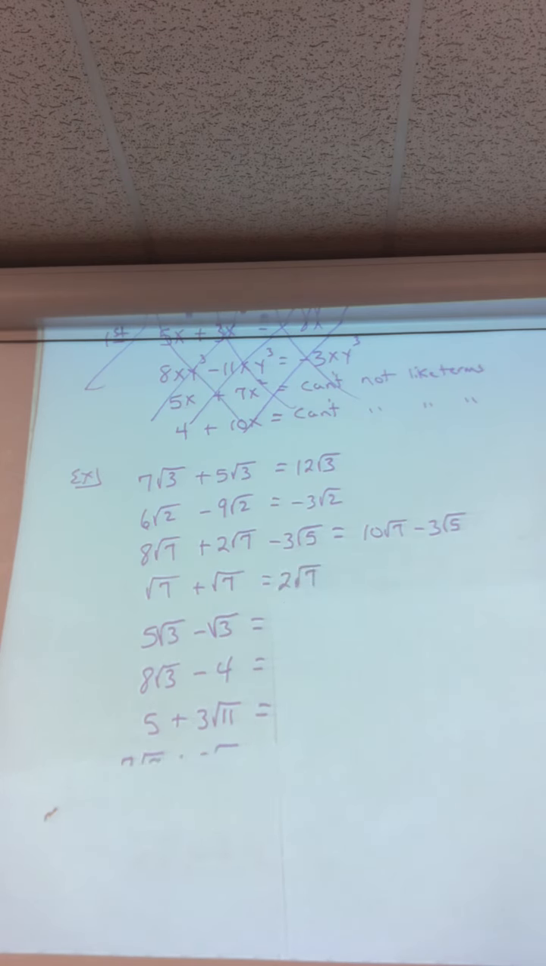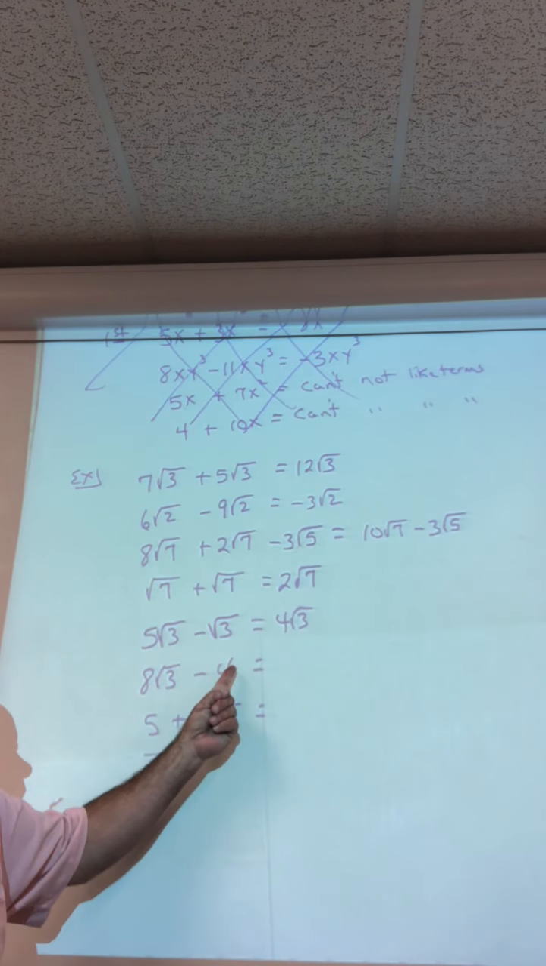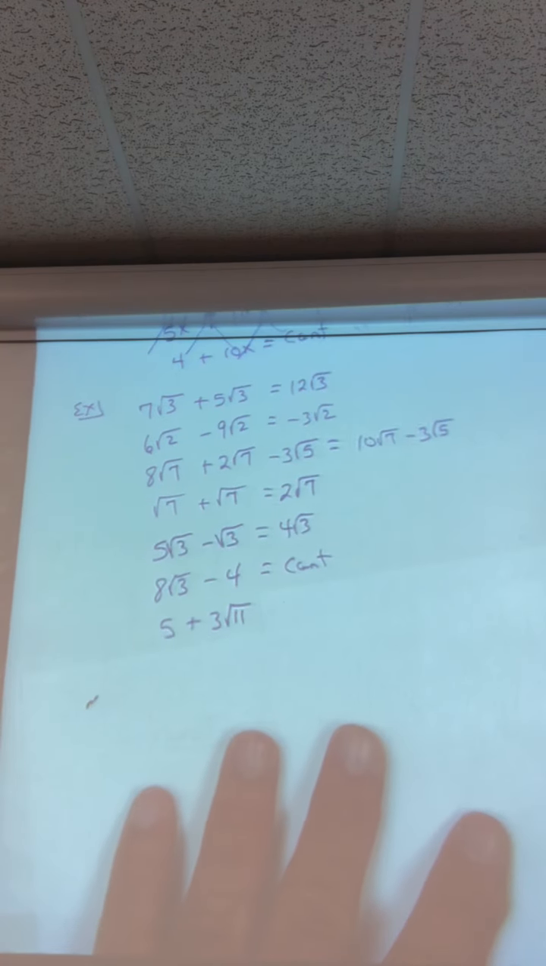Now the next one, 5 square root of 3 minus 1 square root of 3 is 4 square root of 3. Next one, 8 square root of 3 minus 4. Not 4 square root of 3. 8 square root of 3 minus 4. That's it. No, those are unlike terms. So I cannot combine those.